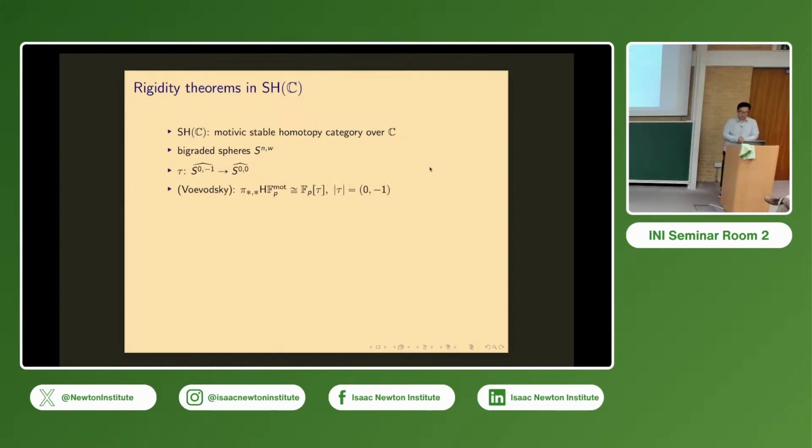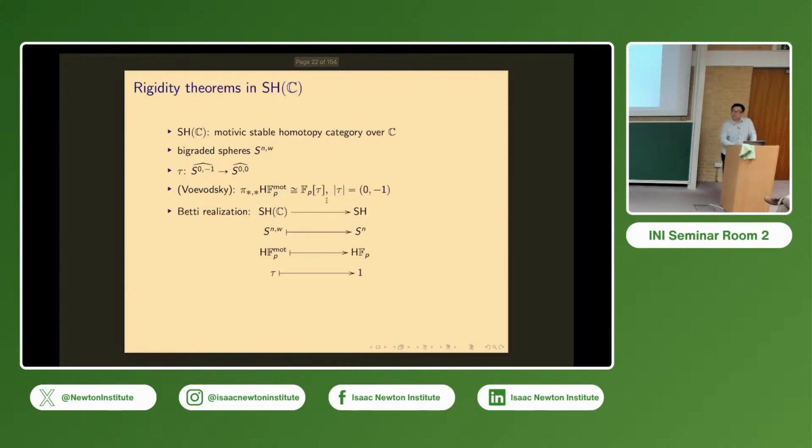It has an important property that Zhouli proved: just like the classical cohomology theory is represented, it's represented by the motivic Eilenberg-MacLane spectrum in the motivic setting. So its bigraded homotopy groups is F_p adding tau. So this tau as a map between spheres is detected by homology. And this whole homology is a one generator polynomial algebra with tau.